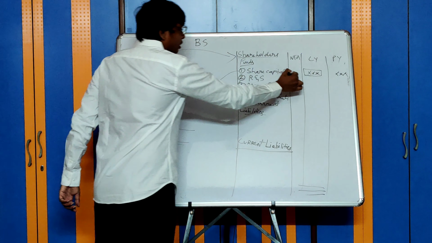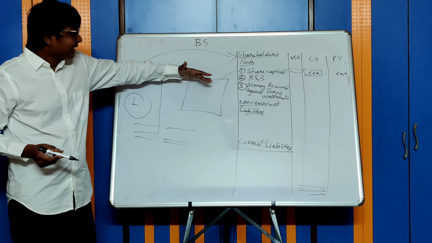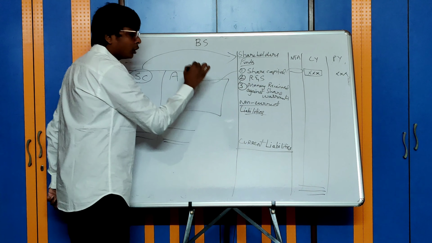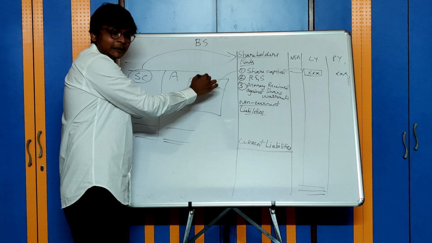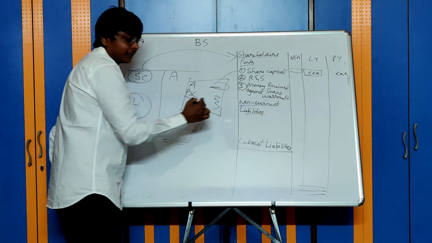In the notes to accounts, you will prepare a small table giving the breakup. What breakups? First you will write what is the authorized share capital, fill the values. Authorized, issued, subscribed will be filled. Then you will write paid up share capital and fill the values.